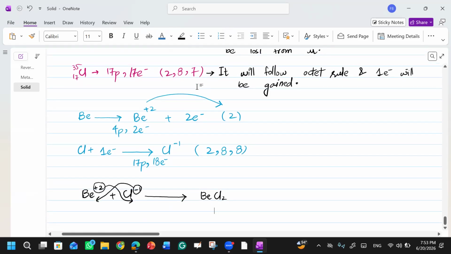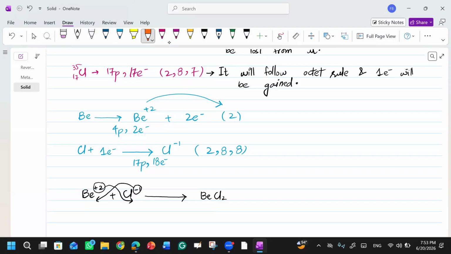Beryllium is losing 2 electrons and chlorine needs just 1 electron. So there will be 2 chlorine atoms to gain those electrons. Are you getting what I am saying? Simply, there is beryllium, and let me make its size small. It has lost 2 electrons, plus 2.